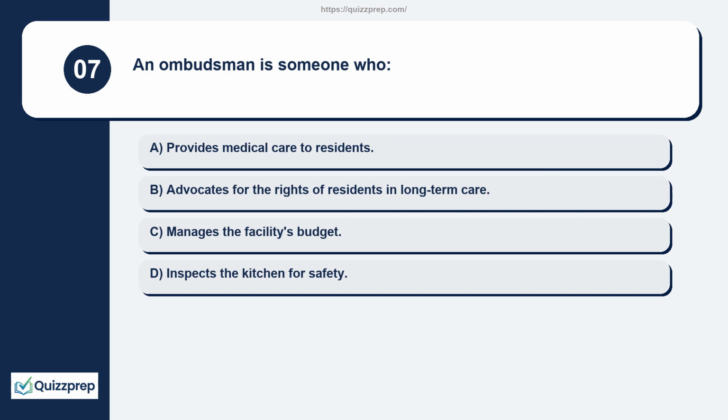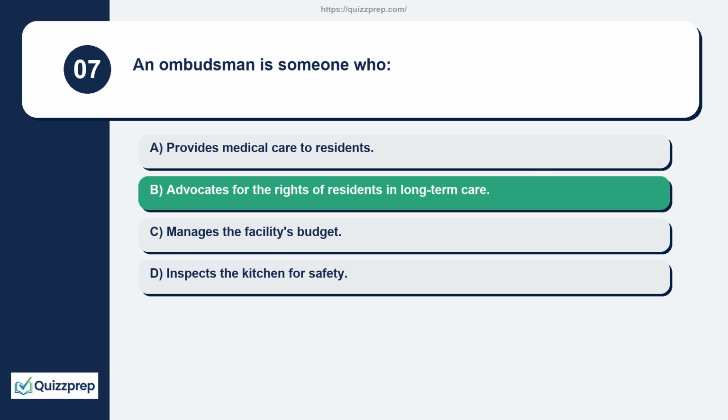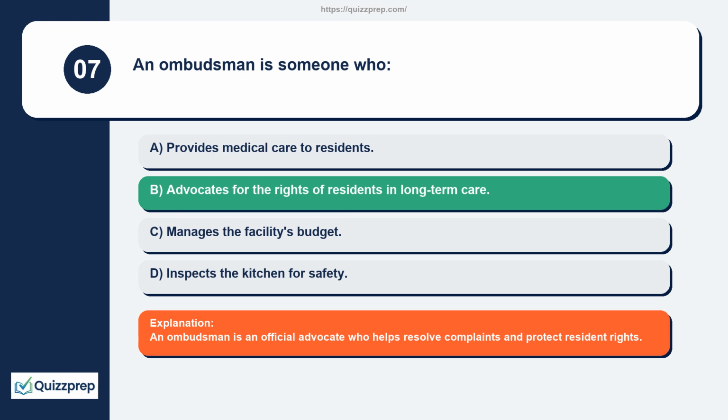Question 7. An ombudsman is someone who provides medical care to residents, advocates for the rights of residents in long-term care, manages the facility's budget, inspects the kitchen for safety? An ombudsman is an official advocate who helps resolve complaints and protect resident rights.